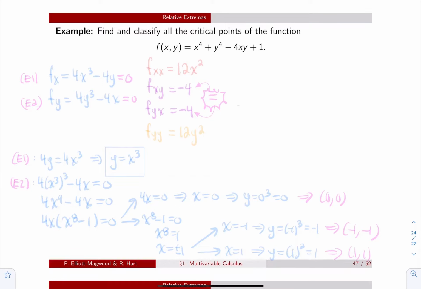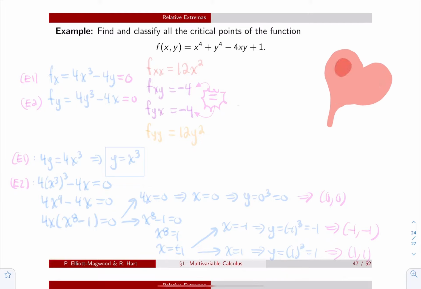Hello everyone. Let's optimize some functions. So let's find and classify critical points of various functions. So our first example is f of xy is equal to x to the power 4 plus y to the power 4 minus 4xy plus 1.